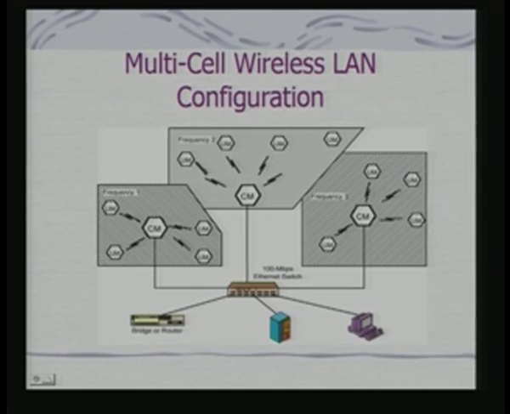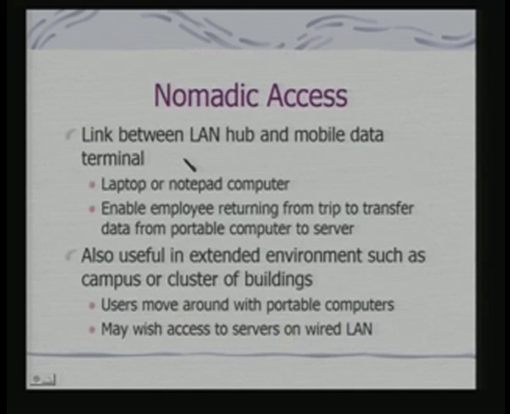There can also be a multi-cell configuration. So, here you have multiple cells and you have systems connected via these multiple cells, and each of the cells communicates using maybe its own frequency, and then each of these cells is connected to the backbone Ethernet switch, so that provides connectivity of these devices to your basic network. This is the basic conceptual model of the wireless LAN. This wireless LAN provides what we call nomadic access, a link between LAN hub and mobile data terminal. So, you can move around with your laptop or notepad.